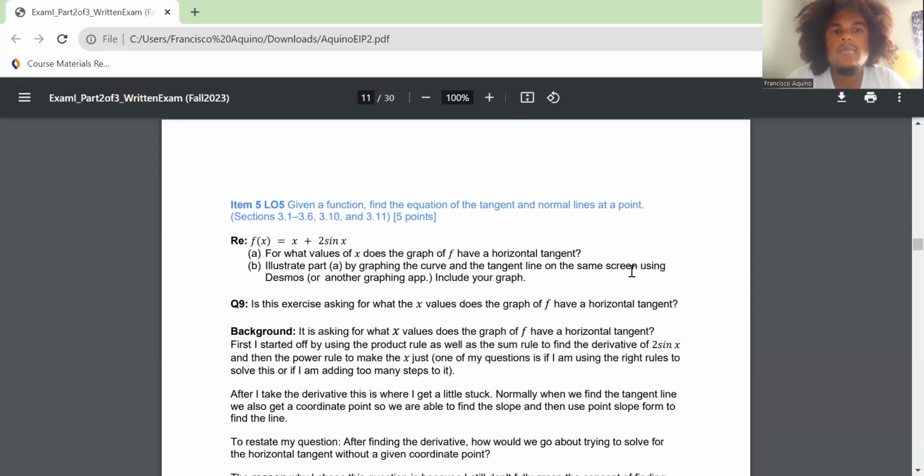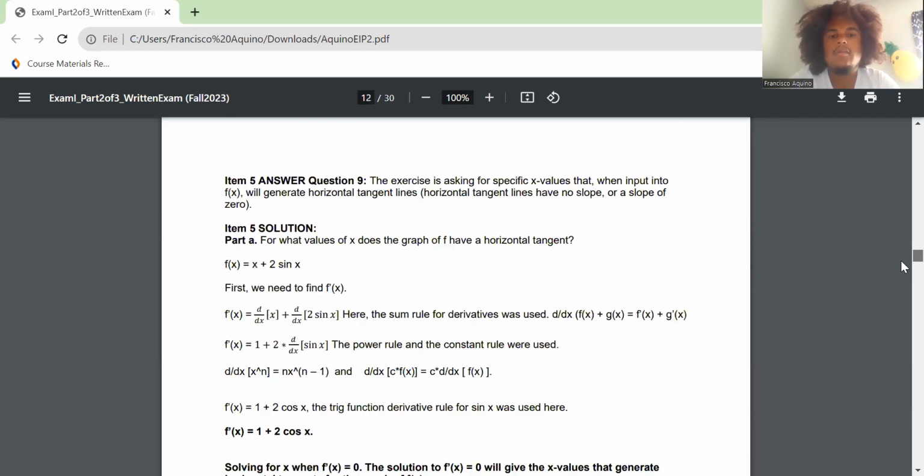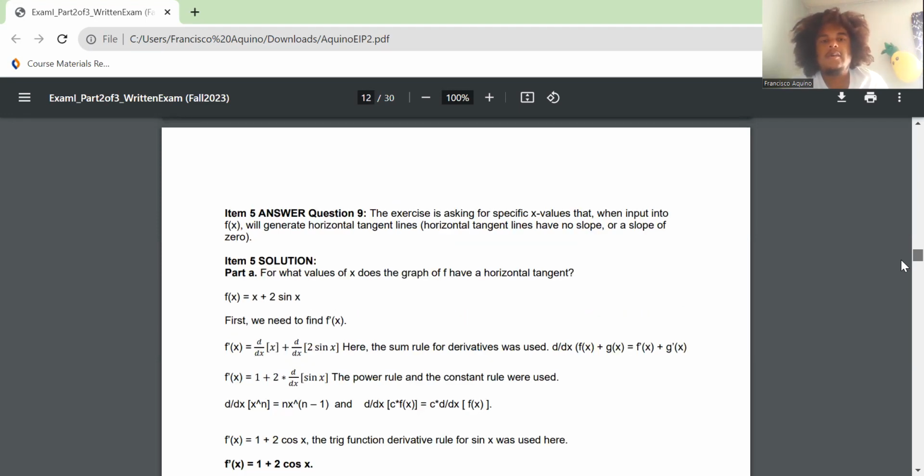So I first approached this problem by finding the derivative, because the derivative of a function represents the instantaneous rate of change at a single point for that function. And that is the slope of the tangent line. So we need to find the derivative. So I will go down here. Here's my work.